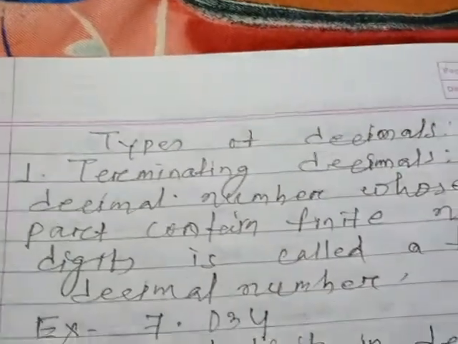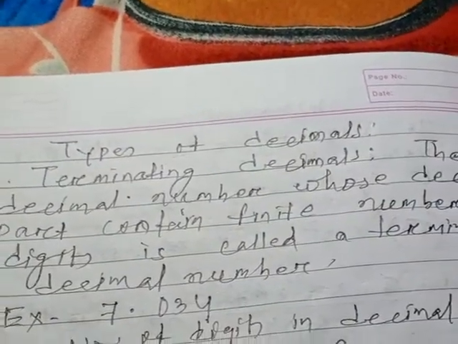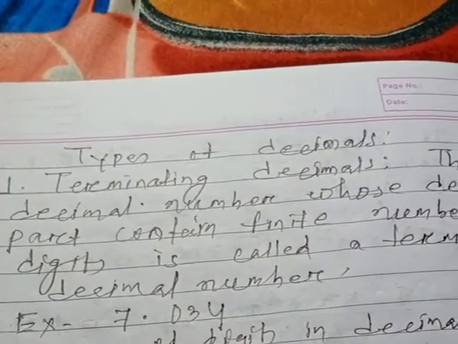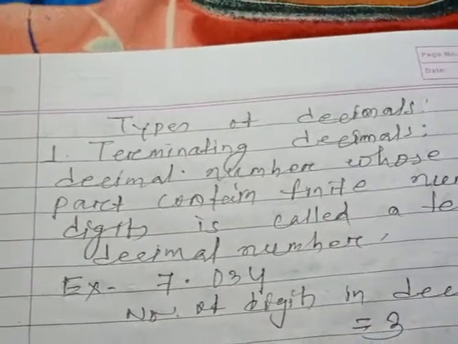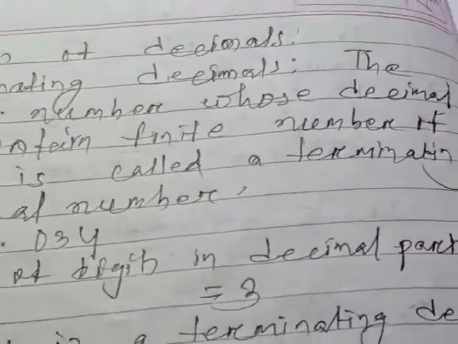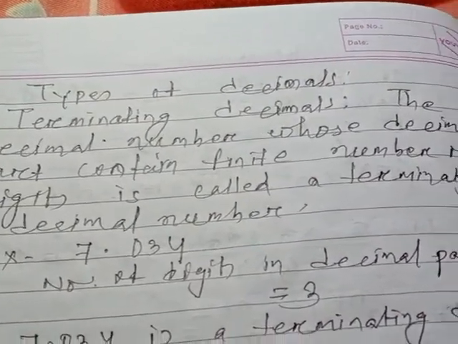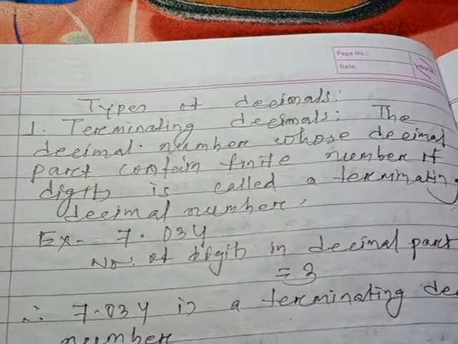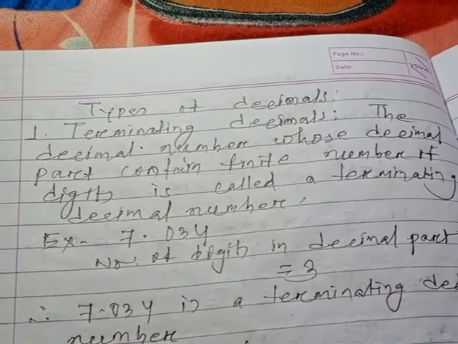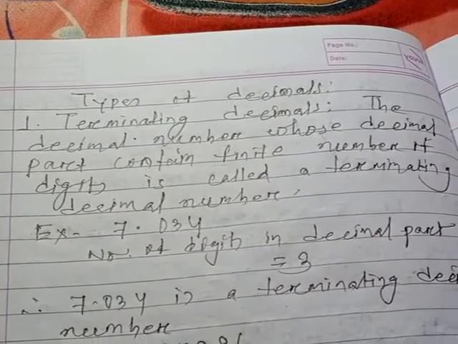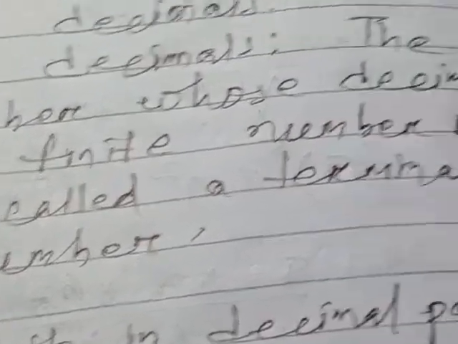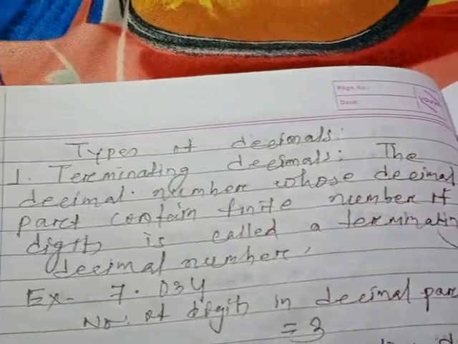Dear students, here I am going to explain the types of decimal. One is known as terminating decimal. The decimal number whose decimal part contains finite number of digits is called a terminating decimal number.